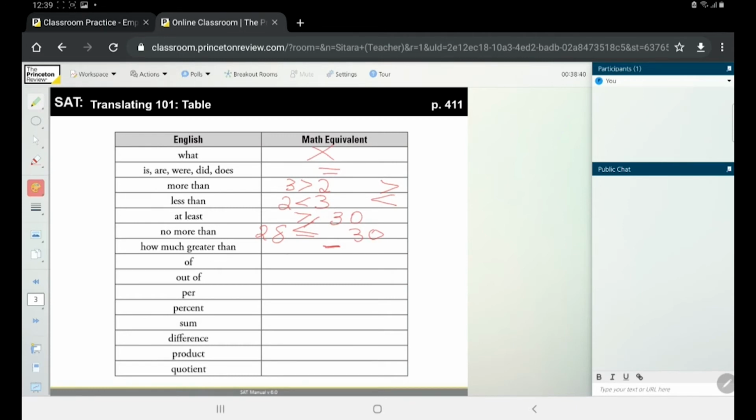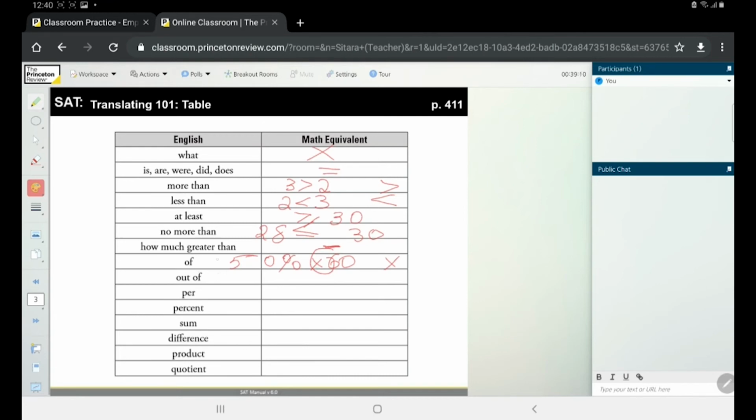Next word is "of." "Of" is actually associated with multiplication. Let's see how we can use this multiplication. For example, we need to find a percent of a number. We know if we want to find a percent of a number, we have to multiply the percent by the number. For example, 50% of 60. In order to find it, we have to multiply by the number. Here we use the sign of multiplication.